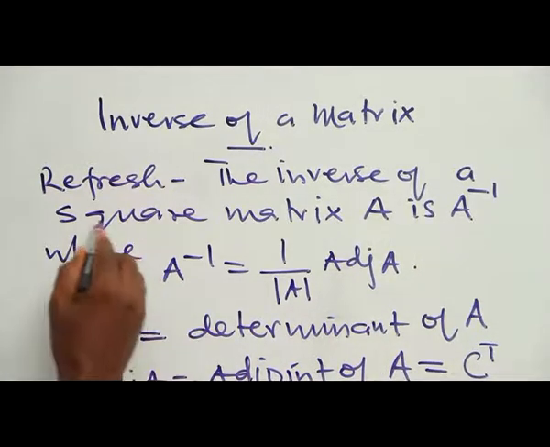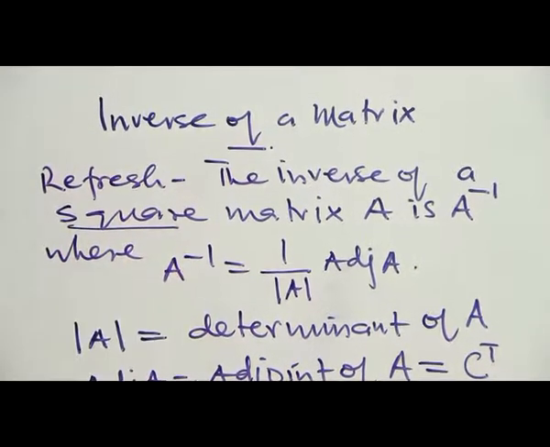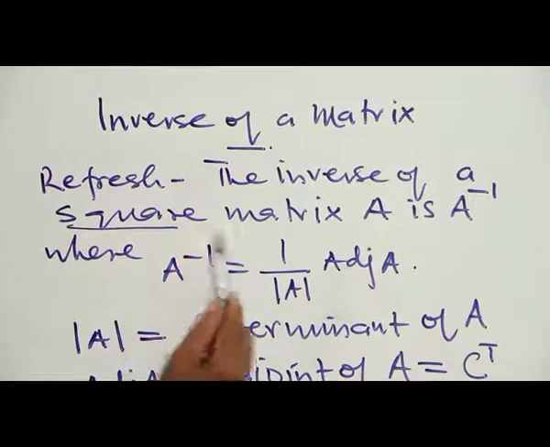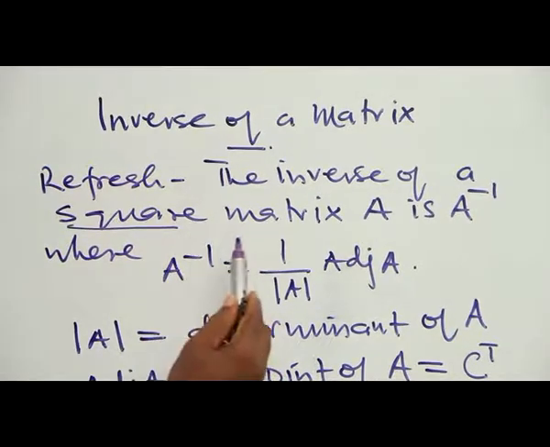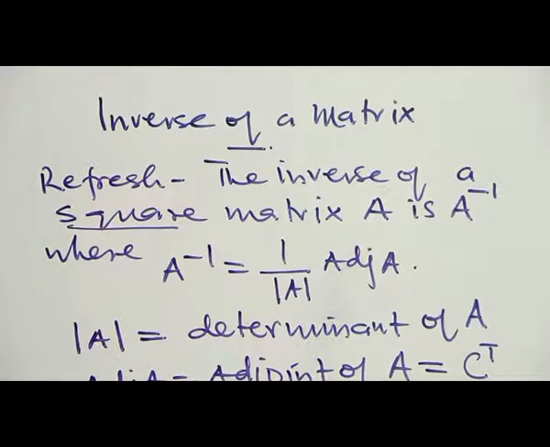Now, I have used the word square to indicate that you can only find the inverse of a square matrix. A square matrix here is when the numbers of rows and columns are equal. The order 2 by 2, 3 by 3, and so on and so forth. For this program, the maximum we can go is a 3 by 3 matrix.